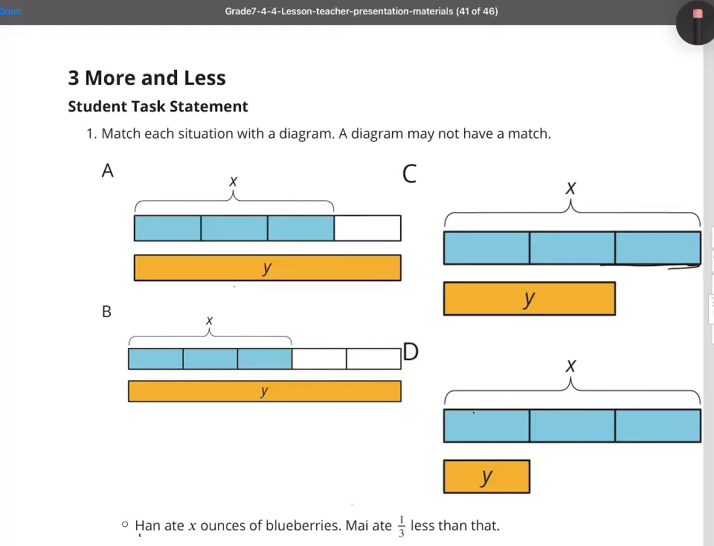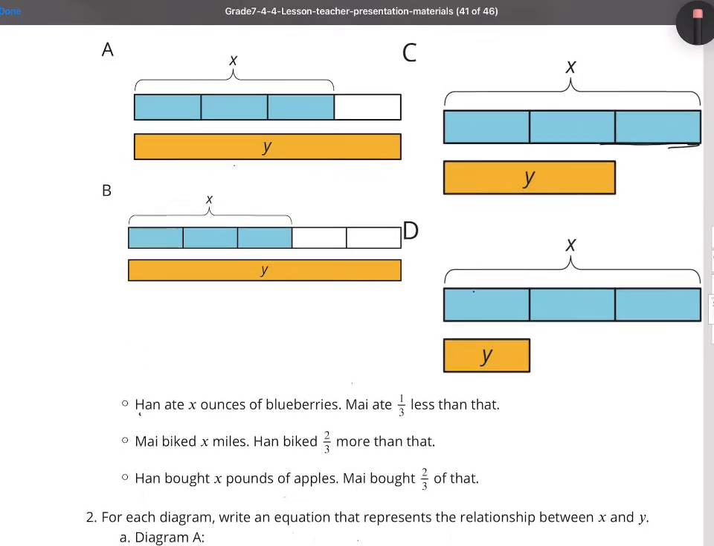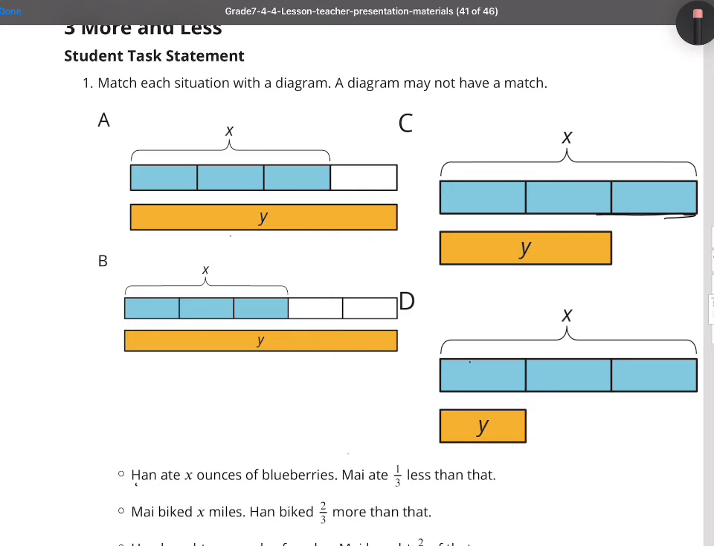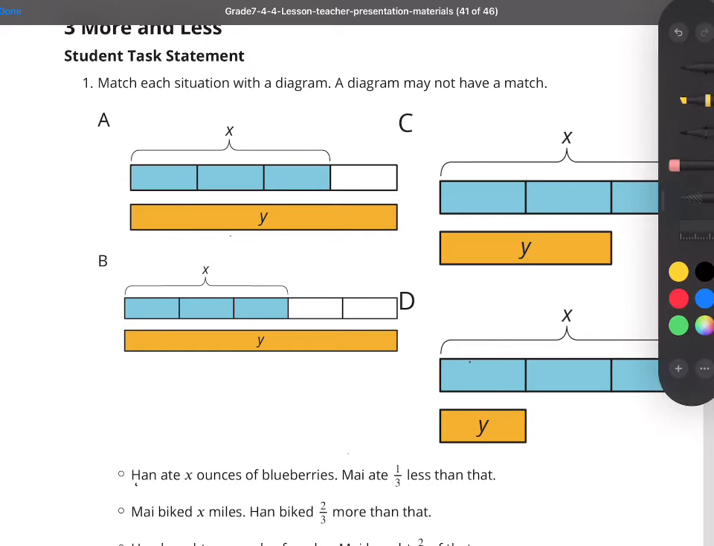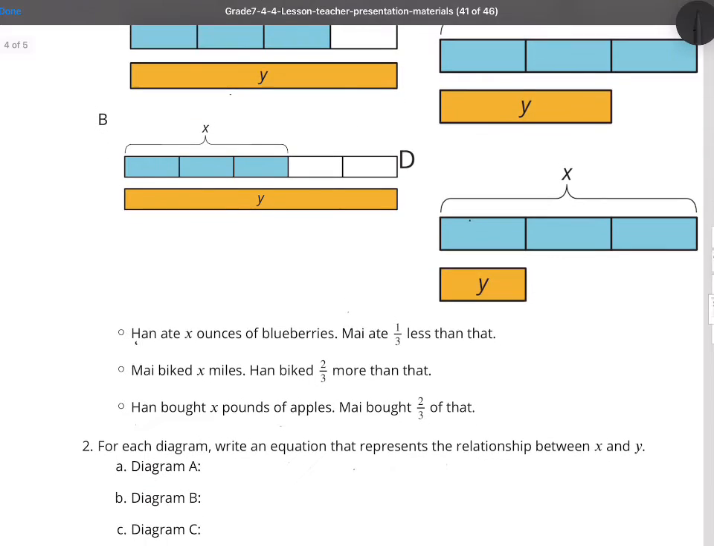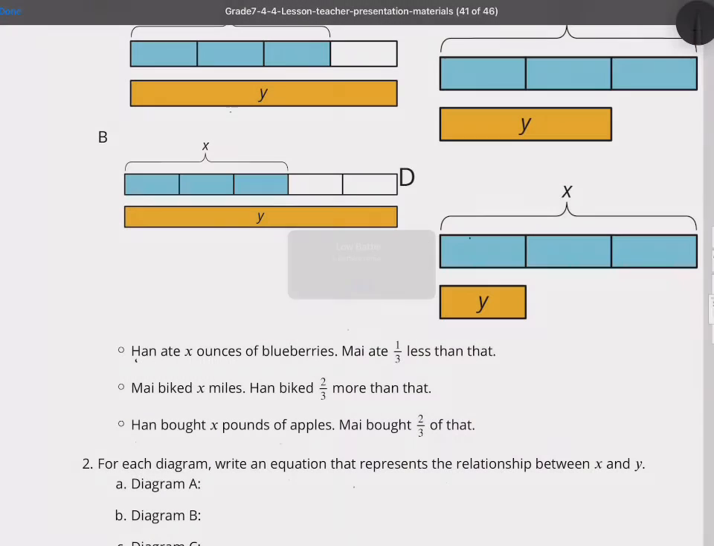Okay, guys, let's look at the last question of this lesson called More or Less. It says match each situation with the diagram. The diagram may not have a match. Also, I want to point out that you could use a diagram for more than one situation. All right, so here's the situation.